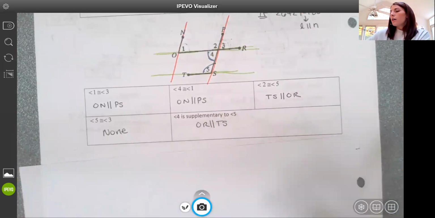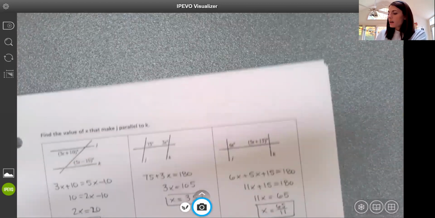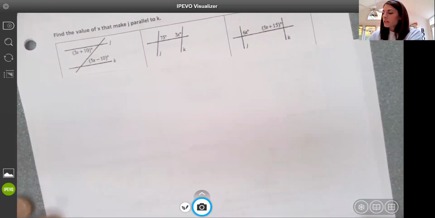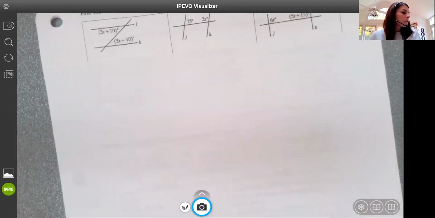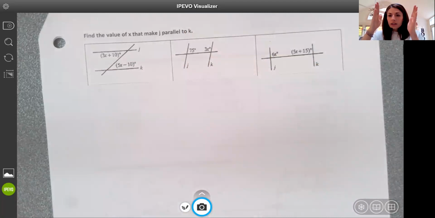Okay. So then on the back side, you have this algebra stuff. So the way that we know how to set up these equations, let me see, I don't have my notes over here. That little table in your notes that gives you these things are congruent, these things are supplementary, that's going to be like your golden guide as you work through the quiz.